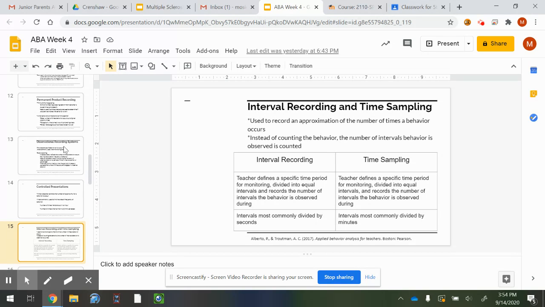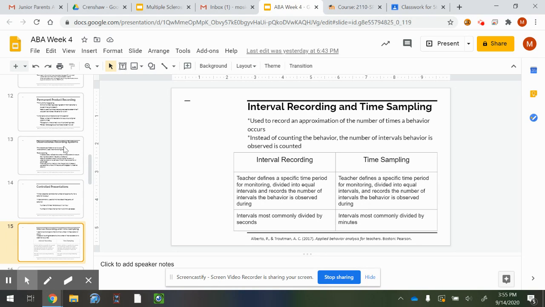Interval recording and time sampling are used to record an approximation of the number of times a behavior occurs. Instead of counting the behavior, the number of intervals in which the behavior is observed is counted. A time that we use this often is when the behavior happens several times throughout the day. The first thing that comes to my mind is a student with some ADHD tendencies that maybe is disruptive, out of their seat, just kind of driven by a motor all day long, and has a hard time really sitting and focusing and staying on task.